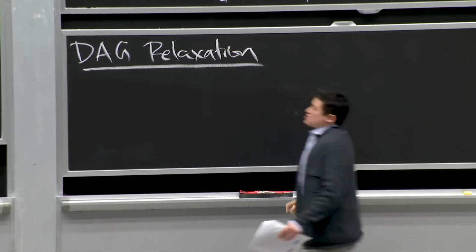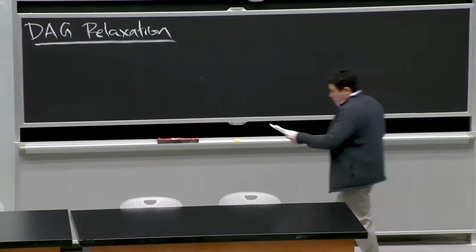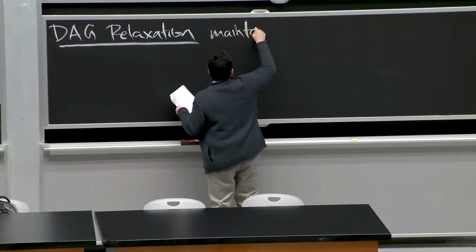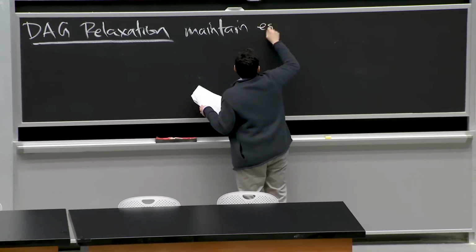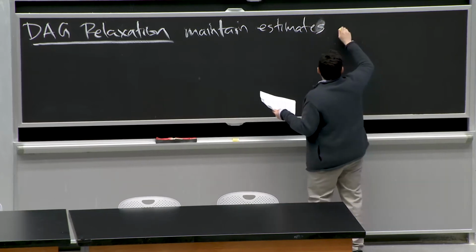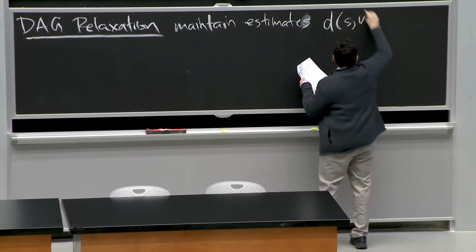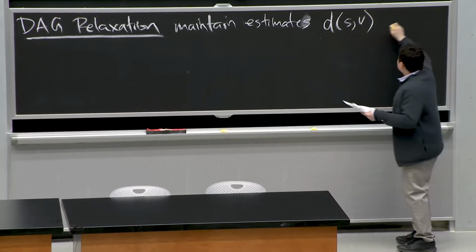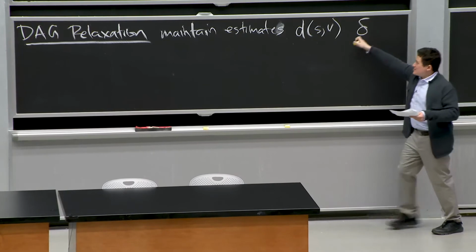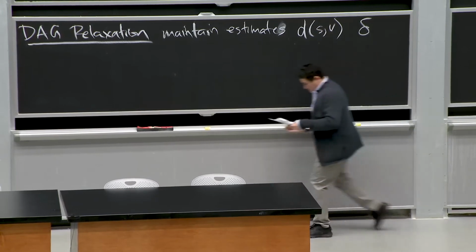What it's going to do is start out with some estimates of what these distances should be, right? Okay, so maintain distance estimates. And now I'm going to try to be careful here about how I draw my Ds. Okay, this is a D. This is a delta. This is shortest paths. This is a distance estimate. So that's what I'm going to be using for the rest of this time.